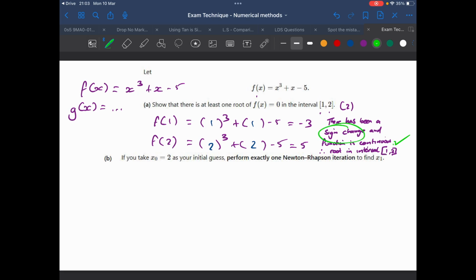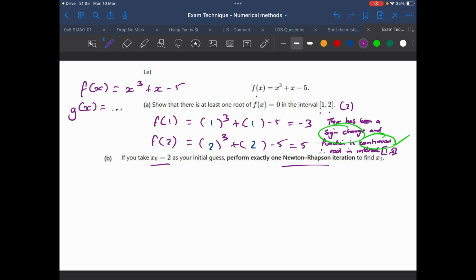Sign change we want to hear, continuous we want to hear as well, because if you don't have a continuous function, your conclusion doesn't actually hold true. We also want it backed up by the numbers, and if we've done it correctly, the numbers should be different for each. So for the next part, starting at 2, we're going to use the Newton-Raphson method to find a better approximation of the root rather than 2.